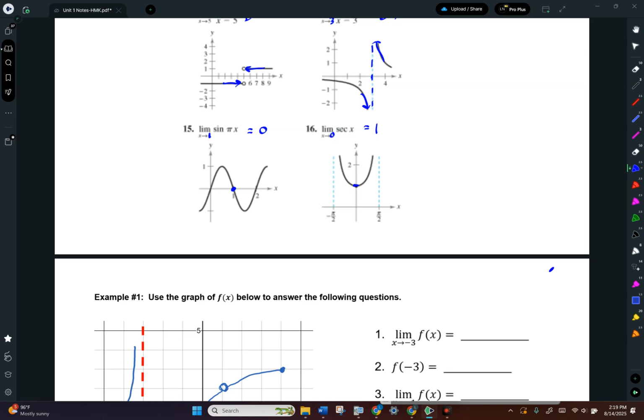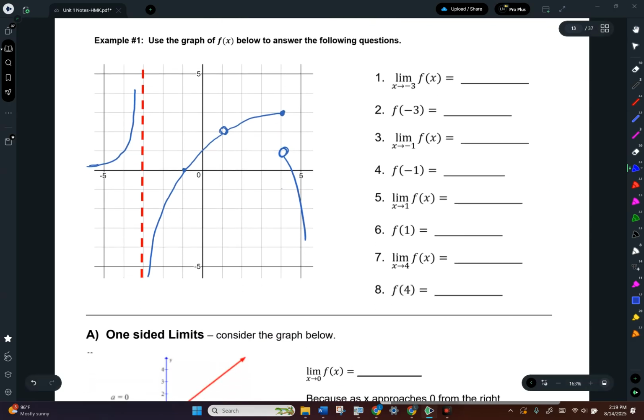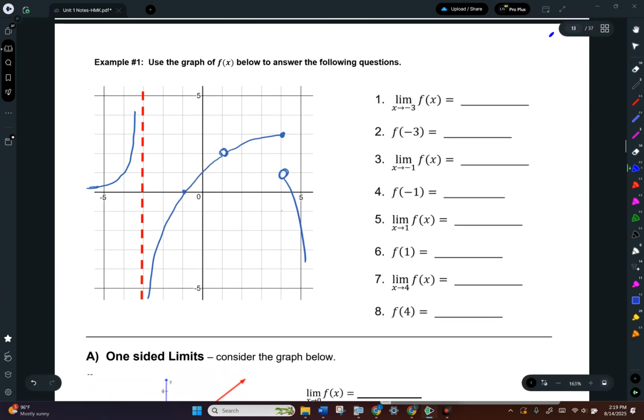So let's look at different kinds of notation. This is bringing together what I was trying to point out earlier. This is my graph of f of x. The limit as x approaches negative 3. Well, that's where that red vertical asymptote is, so automatically I can say does not exist.